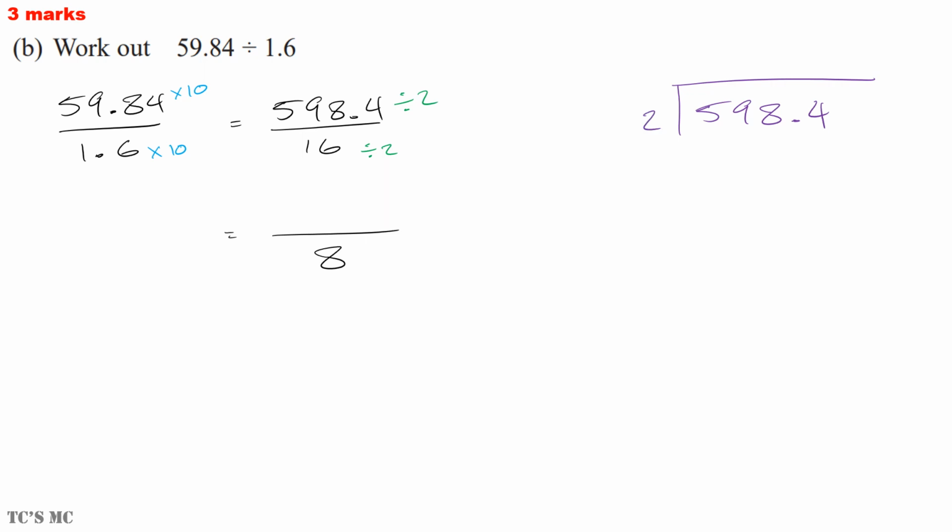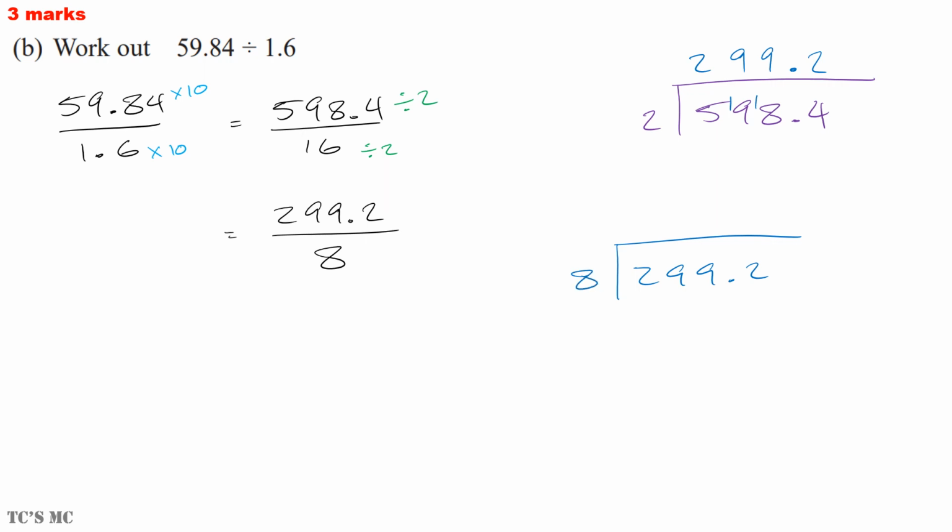5 divided by 2 is 2, remainder 1. 19 divided by 2 is 9, remainder 1. 18 divided by 2 is 9. Don't forget the decimal point. 4 divided by 2 is 2. So our numerator is 299.2. Because I do know my 8 times tables, this time I'm going to use bus stop again, but this time it's 299.2 divided by 8.